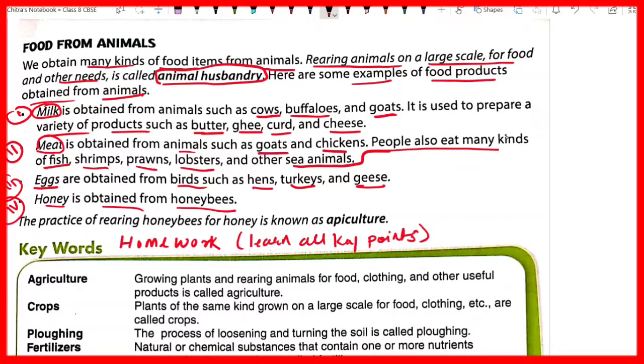The fourth one, honey, is obtained from honeybees. Honeybees deposit the honey, and we can use that honey as food. The practice of rearing honeybees in a honeycomb for honey is known as apiculture. Very important: what is apiculture? Apiculture is the rearing of honeybees for the production of honey.